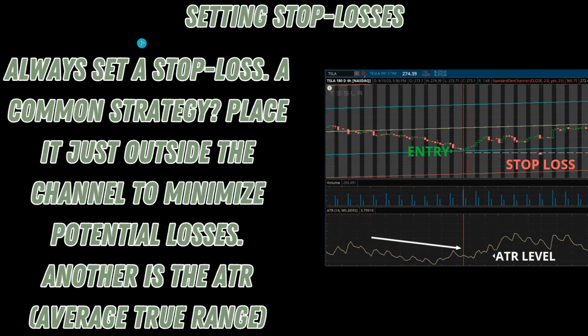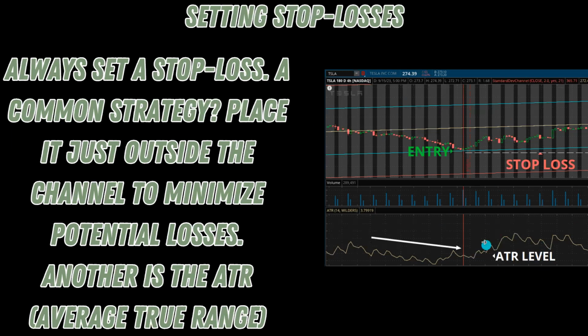Now, when it comes to setting a stop loss, there's a couple ways to do it. You can enter right there at the standard deviation, and you can put a stop loss at your standard deviation or just below it. If you want to get a little bit more precise, you can use the ATR indicator. This is your average true range. That's what ATR stands for.